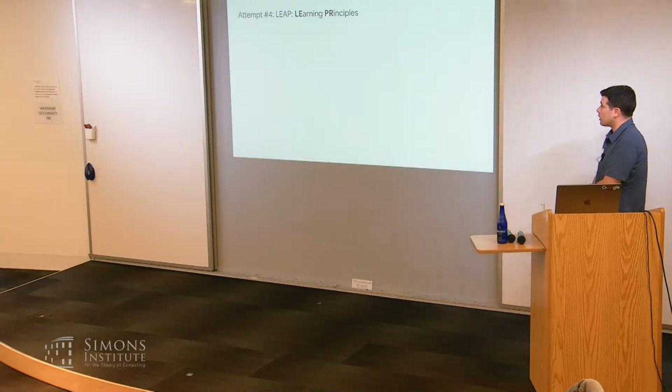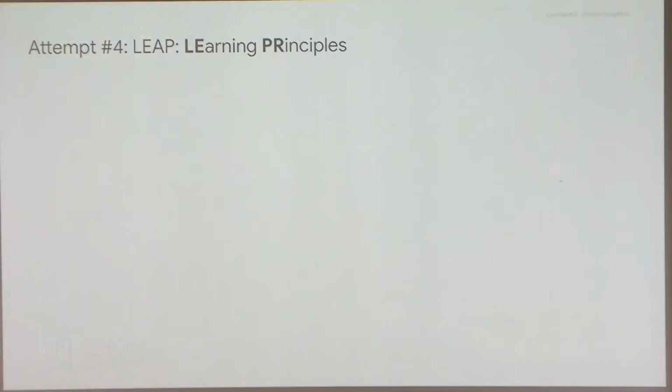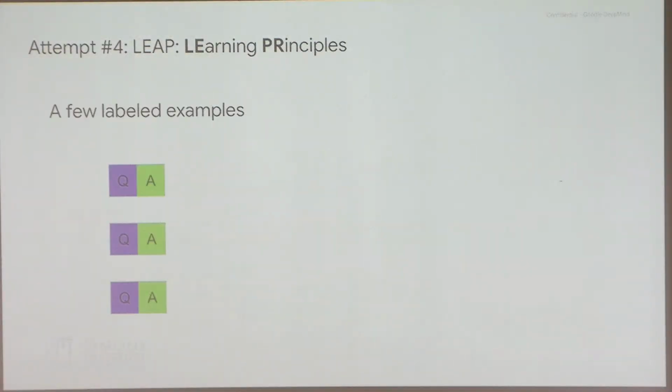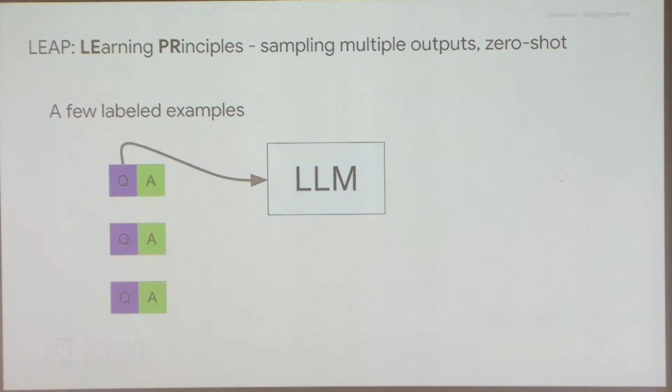So this led us to the fourth approach, which is the approach that we propose in this paper called LEAP, for learning principles. And the idea is as follows. Recall that we have a few labeled examples. This can be as few as 3. And for these examples, we have both the question and the ground truth answer labeled. And we also have a large test set of questions only that we don't have the answer for. The approach is as follows. We start with these few labeled examples.